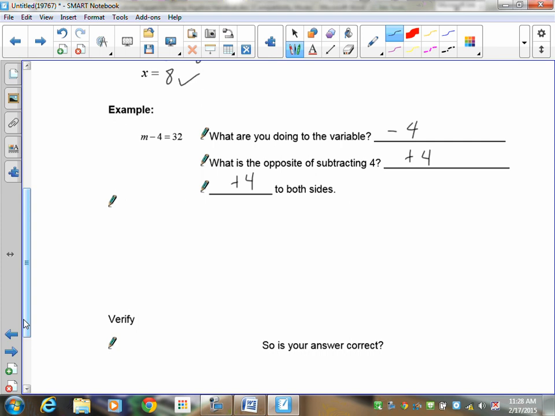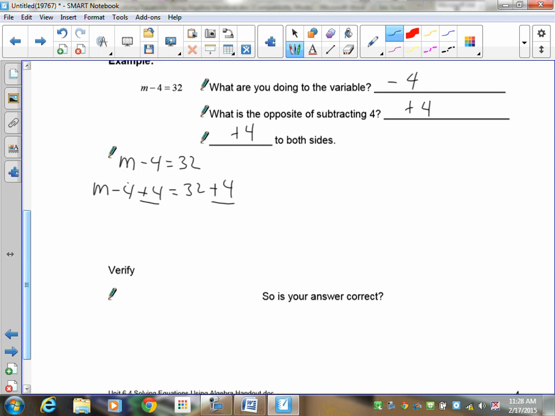When I write down my equation, m take away 4 is 32. I'm going to add 4 to both sides. There, I've added 4 to both sides. Now, the zero principle happens on this side. Negative 4 and positive 4 becomes 0. 32 plus 4 is 36, so my answer is 36.